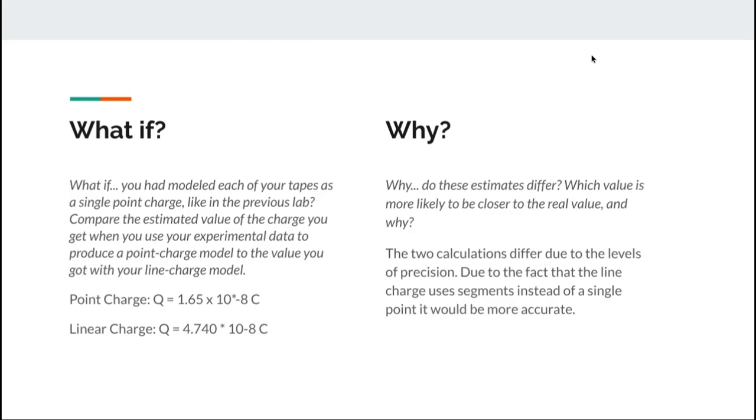But why do these differ? Well, the two calculations differ since there were different levels of precision and accuracy. Since the line charge uses segments and treats the tape as a single line instead of a single point, then you have something that becomes more accurate.